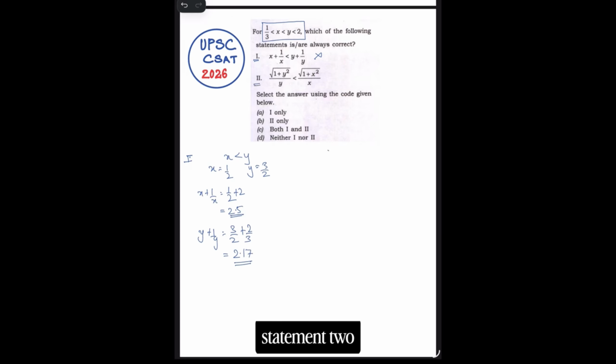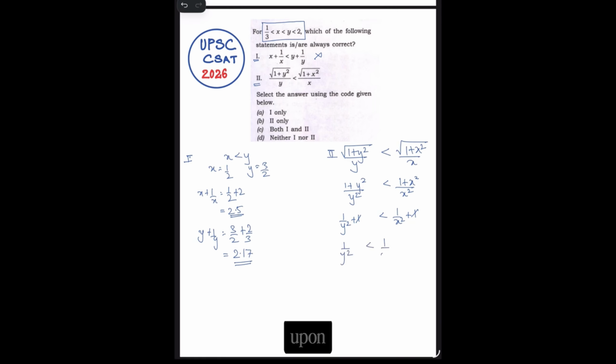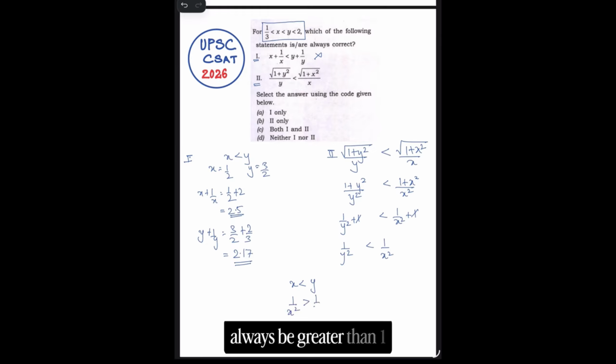Now let us look at statement 2. Statement 2 says that under root of 1 plus y square upon y is less than under root of 1 plus x square upon x. Since x and y are both positive, we can square both sides without changing the sign of the inequality. So squaring both sides we get 1 plus y square upon y square is less than 1 plus x square upon x square. Simplifying it further we get 1 upon y square plus 1 is less than 1 upon x square plus 1. Cancelling 1 on both sides we get 1 upon y square is less than 1 upon x square. Now we know that x is less than y. So 1 upon x square will always be greater than 1 upon y square. So this is same as this. Hence statement 2 is always correct. And the correct option is option B, statement 2 only.